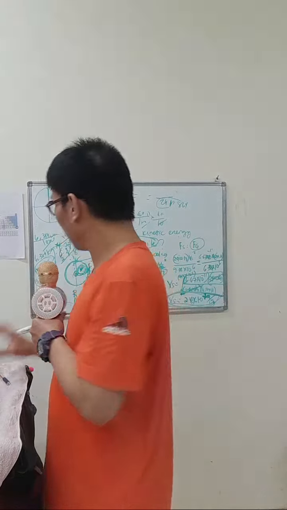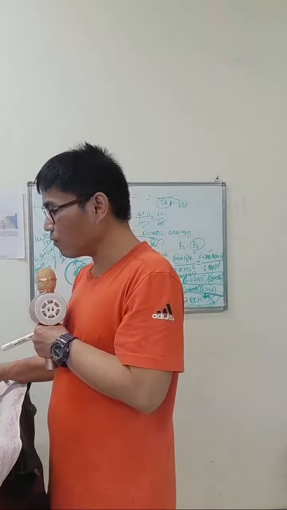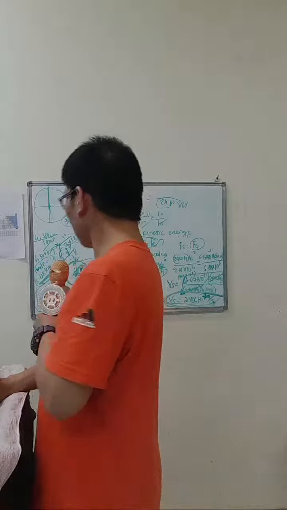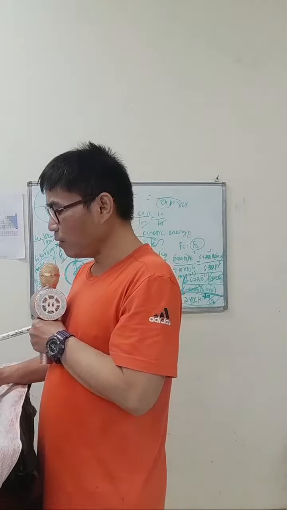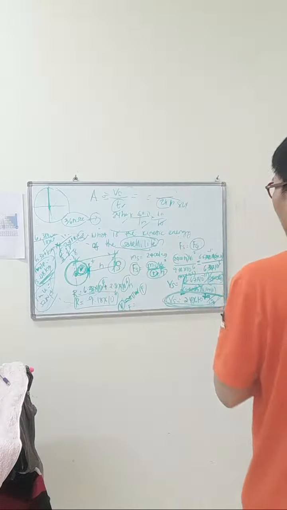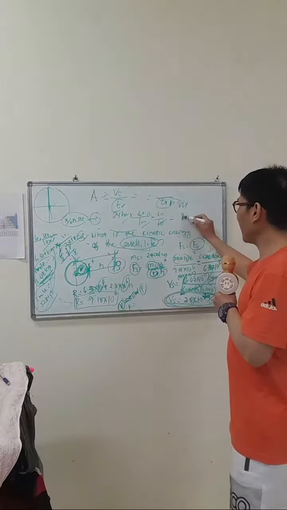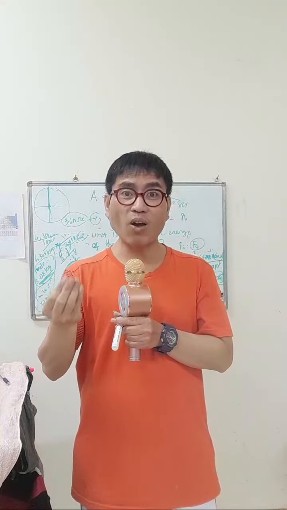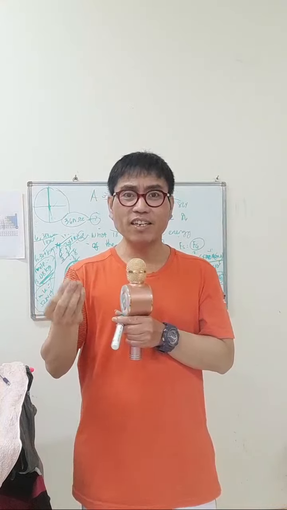So 3,600 times 24, maybe my memory fails. Yes, perfect: 86,400. Just memorize that 24 hours or 1 day is equal to 86,400 seconds.